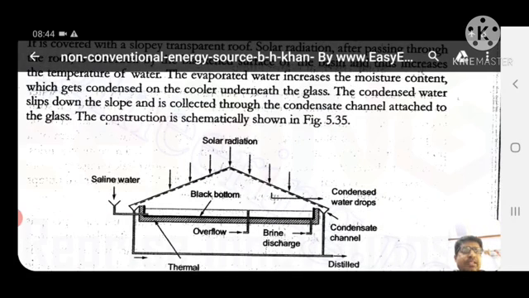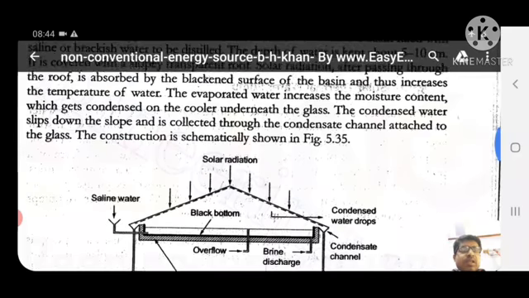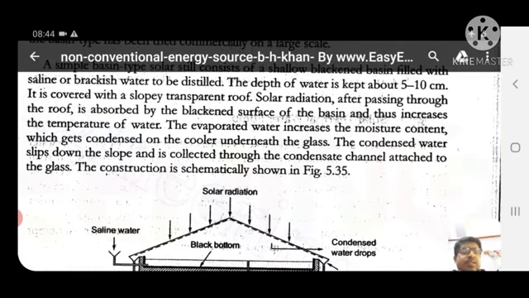The temperature day by day increases. The condensed water slips down the slope and is collected through the condensate channel attached to the glass. The evaporated water increases the moisture content.